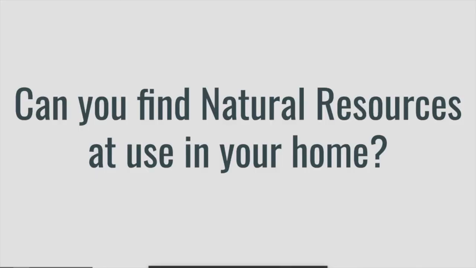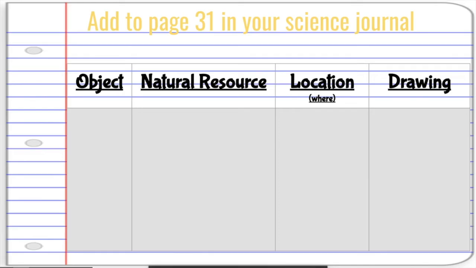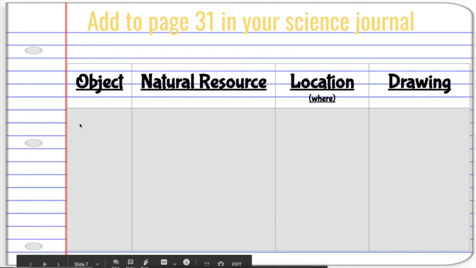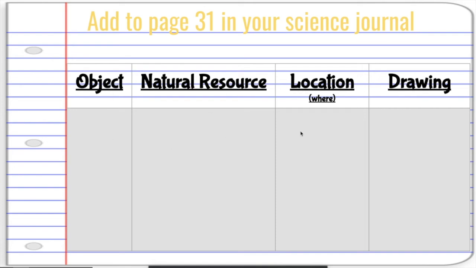Do you think you can find some natural resources being used in your home? Let's go to page 31. I want you to make a table that looks just like this. Draw a table that has 1, 2, 3, 4 columns. In the first column, you're going to write object. In the second column, you will write natural resource. In the third column, you're going to write location.